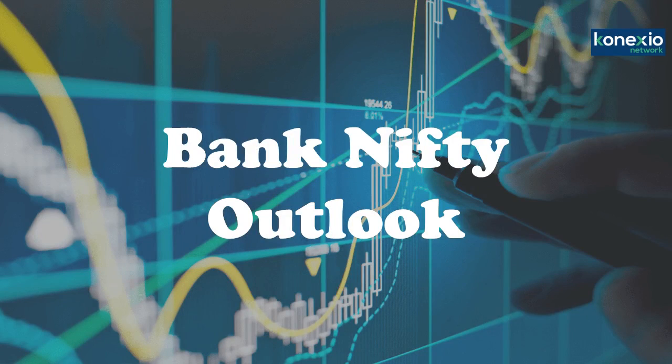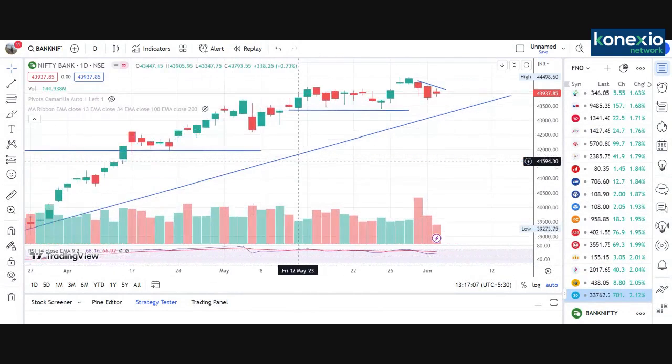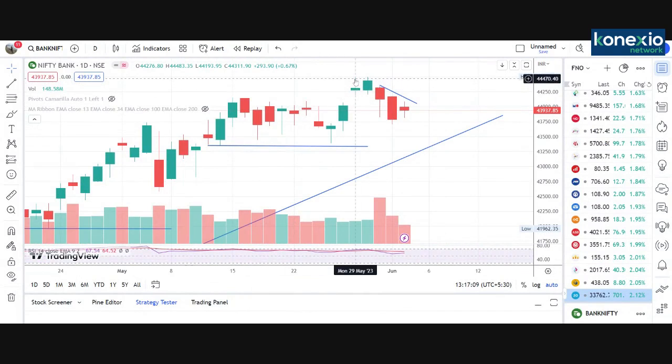Now, friends, let us check out the Bank Nifty daily charts. On the Bank Nifty daily charts, we will try to analyze the particular trend. Again, in Bank Nifty daily charts, you can see Bank Nifty has also witnessed a slight correction from Monday onwards. Throughout the week, last week, Bank Nifty has corrected.